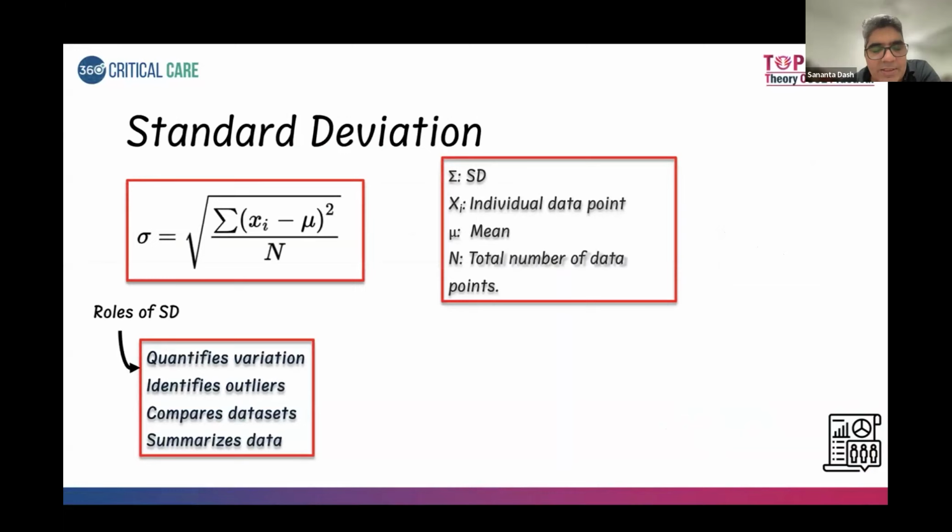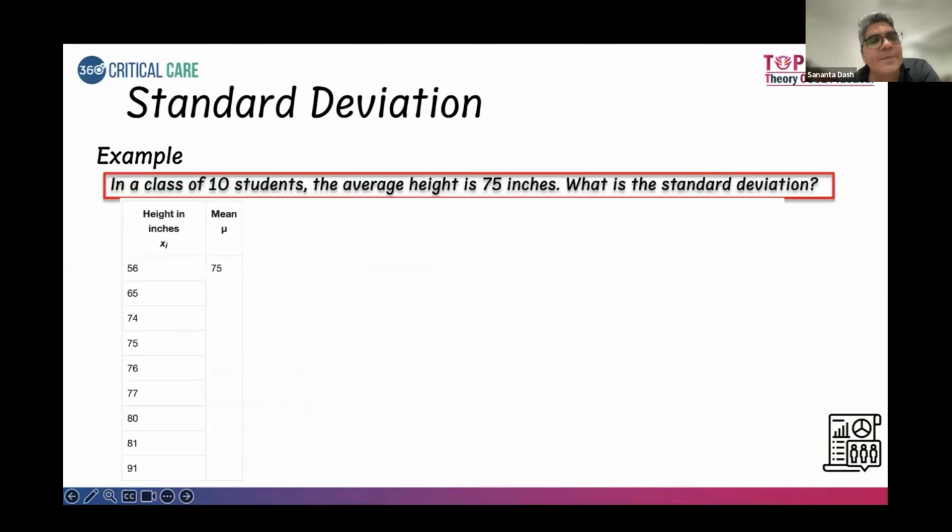So usually the presentation of the data is mean plus standard deviation. This is the conventional way we represent the data. So these are the four main important aspects, or utilities, of standard deviation in clinical biostatistics.